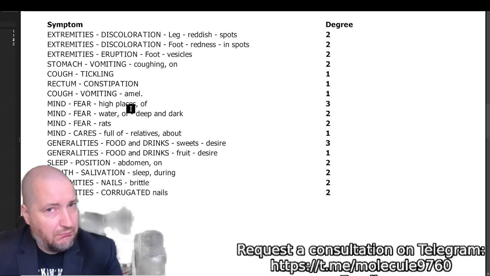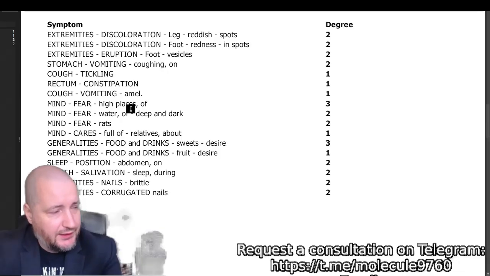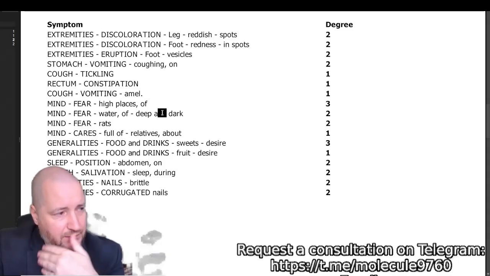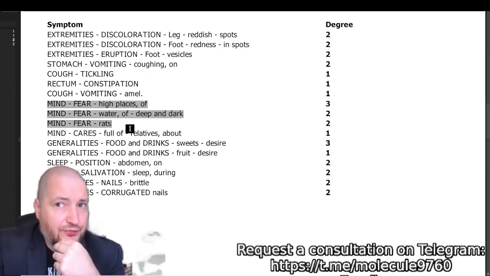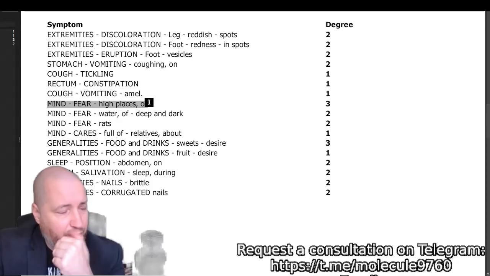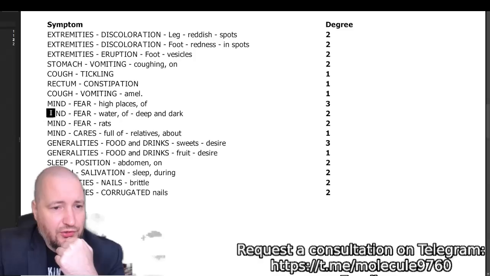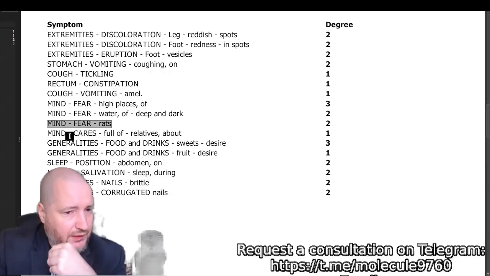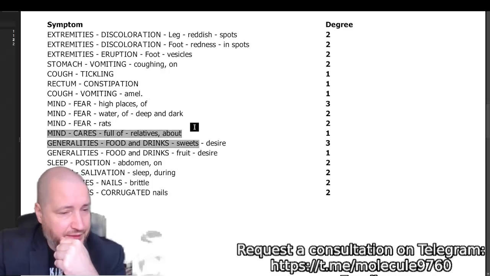Of course, in classical homeopathy we explore the whole patient, mentally, emotionally, everything. I explored her personality, her emotions, and everything. What I could find was that she was afraid of heights. She was afraid of deep and dark water, and she was afraid of mice. Okay. And she had some anxiety about her relatives.